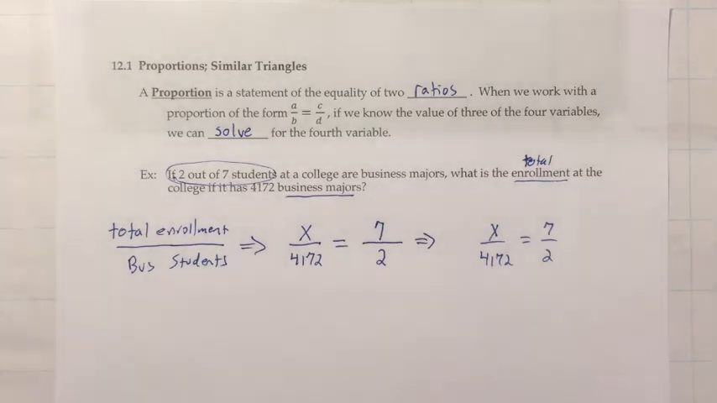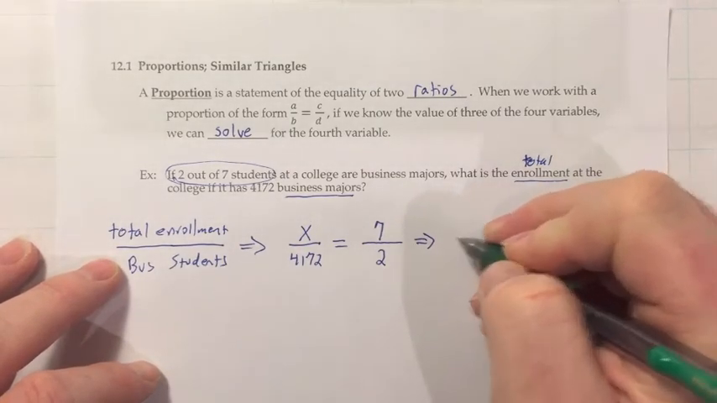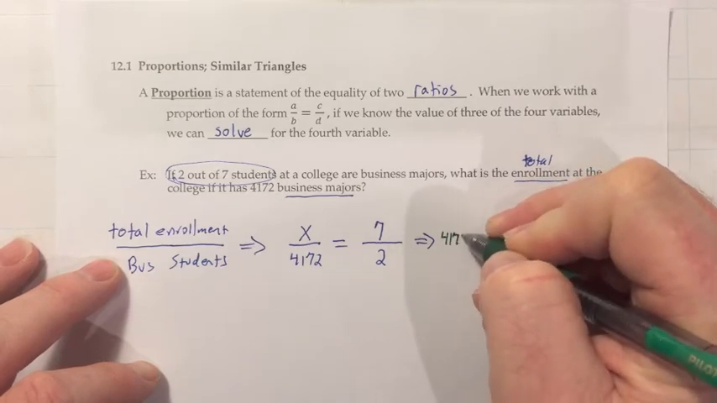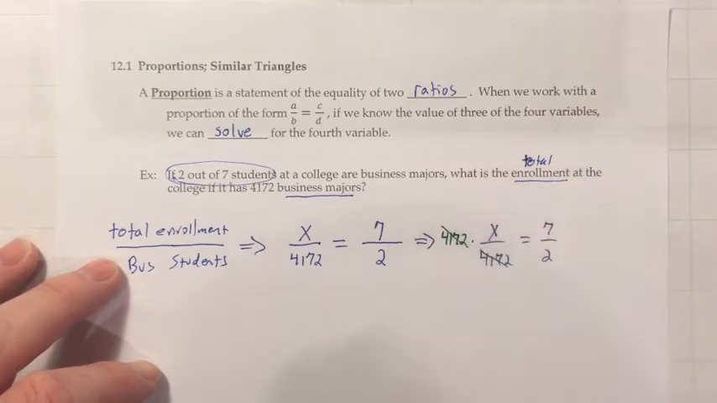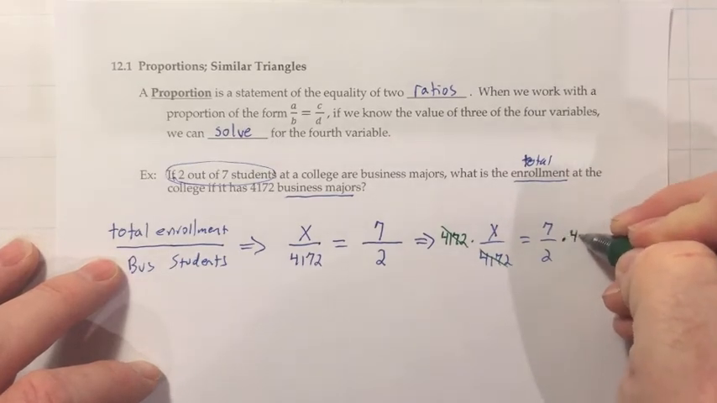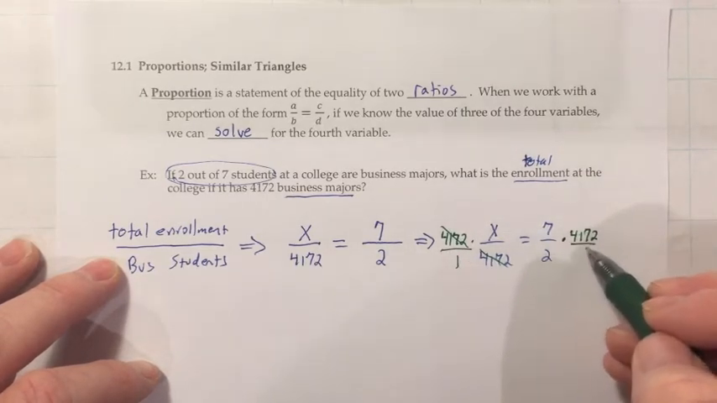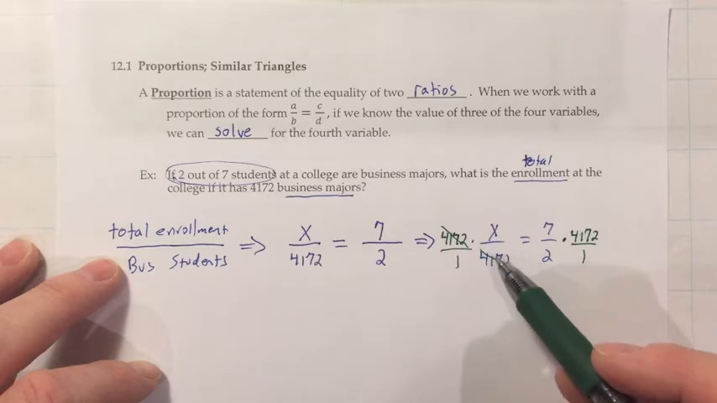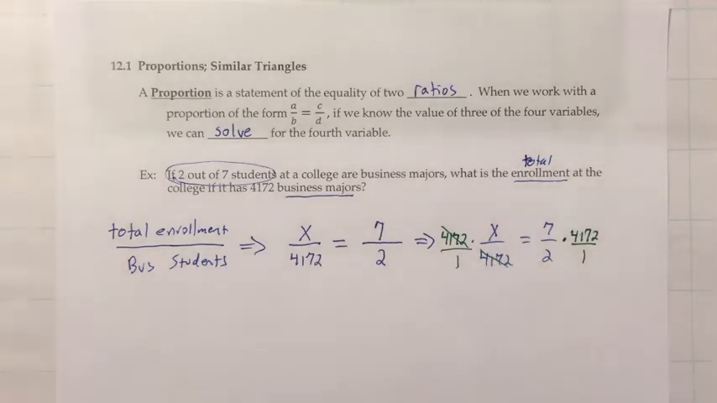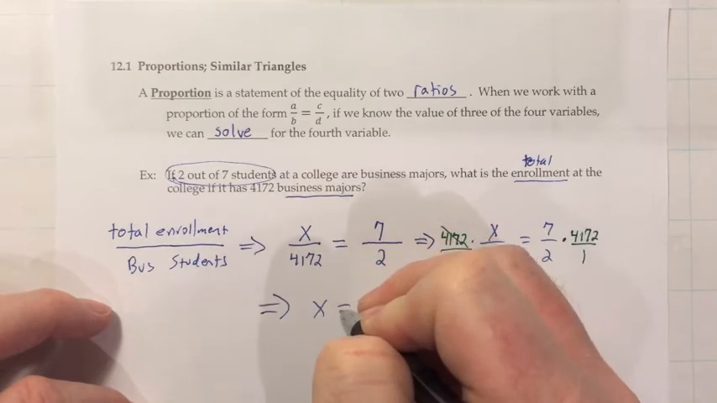And then I'm going to say because that 4172 is being divided into x, if I multiply by 4,172, those would cancel off. But what I do on the left side of the equation, I also have to do on the right-hand side so that things are balanced. This is over 1, if you want to think of that as a fraction, so I'll do that on both sides. These cancel, and I just have x over 1. So if all that's left is x over 1, then really all that's left is x.